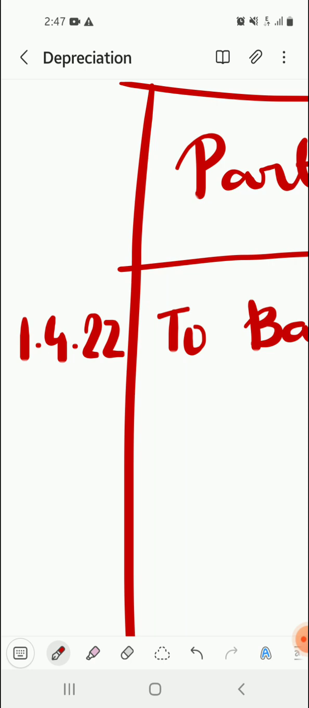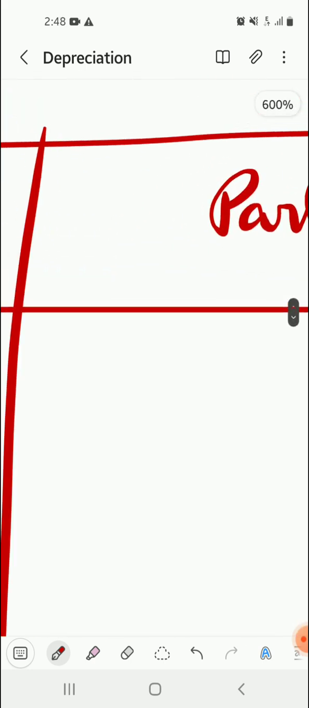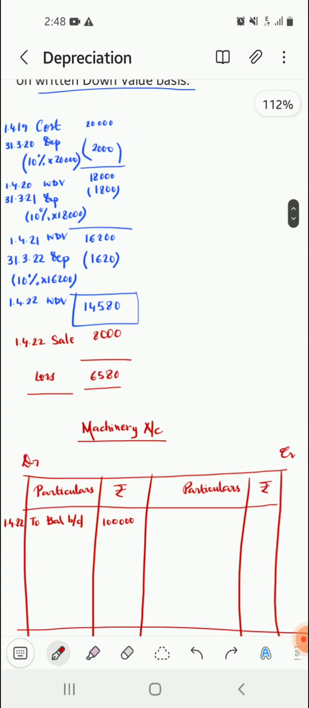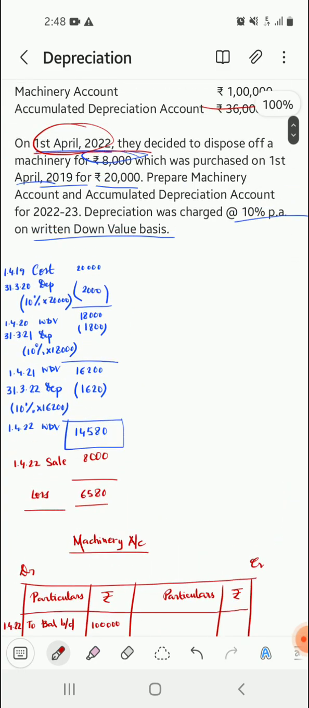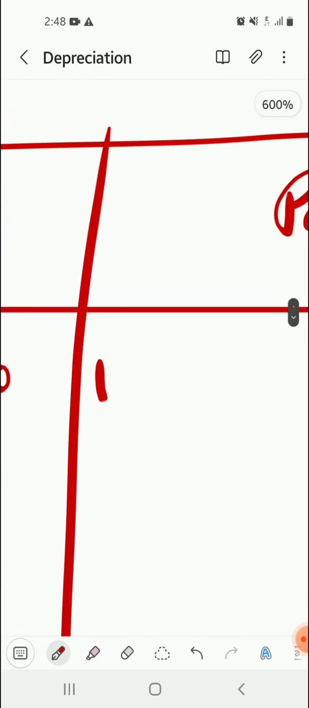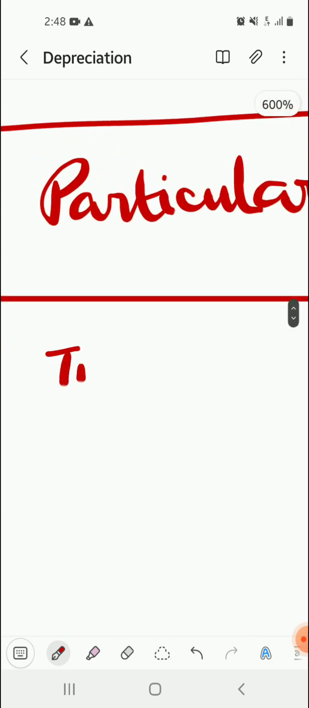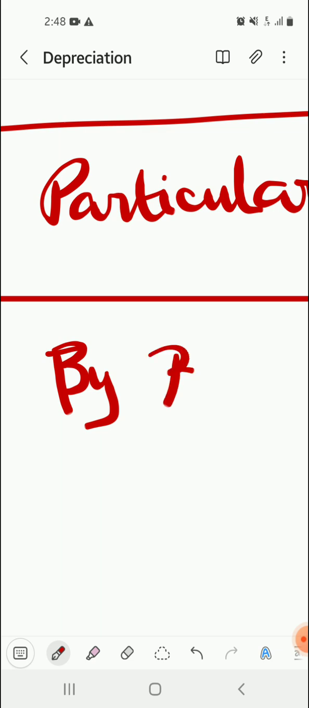Over here, we have sold the machinery. So we are going to write to bank, and we sold it on which date? The date is given over here. It is sold on 1st April 2022. So we are going to write the date 1/4/2022, and we are going to write to bank. Sorry, by bank. This is the buy side. So we are going to write by bank.